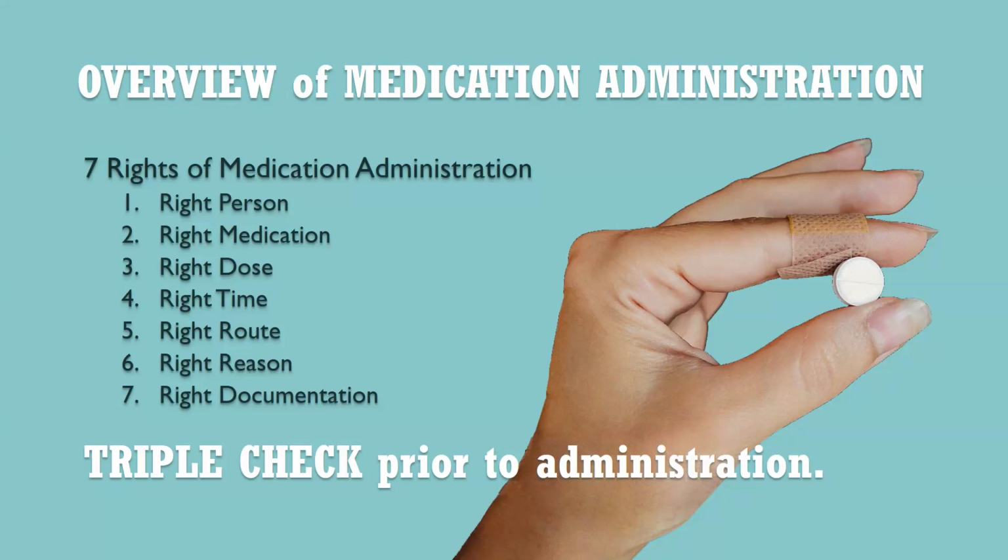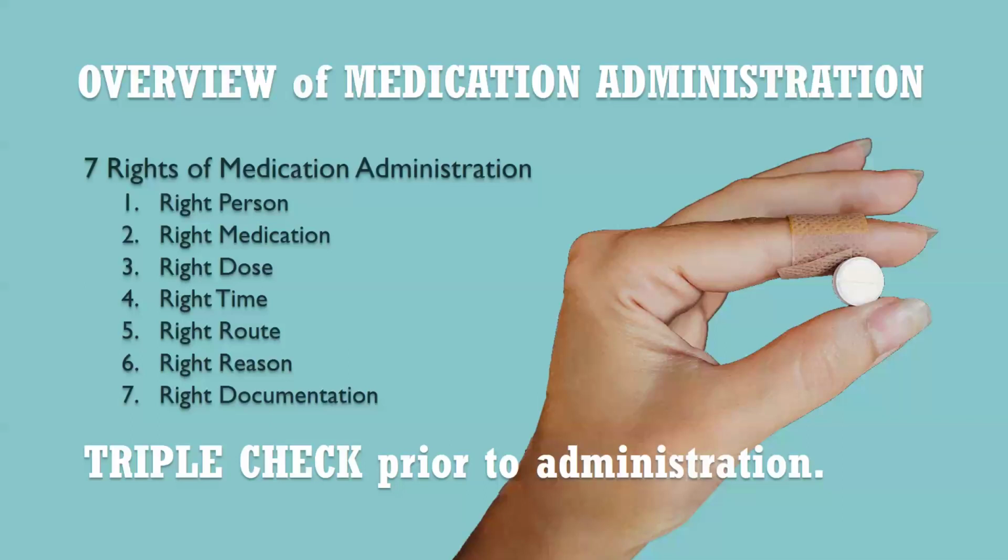Make sure it's the right route, since there are many routes that we can give medications: topically, orally. We can give medications through inhalations. So you just want to make sure that you're giving it the right way. You also want to make sure you're giving it for the right reason. If you're giving a medication for hypertension, blood pressure control, you want to make sure your client actually does need that medication for blood pressure control. And then the right documentation, which is a very important part that sometimes gets missed.